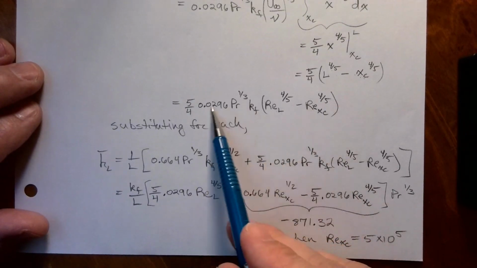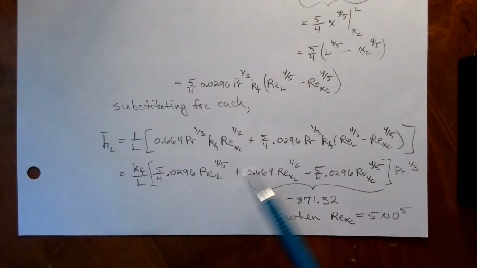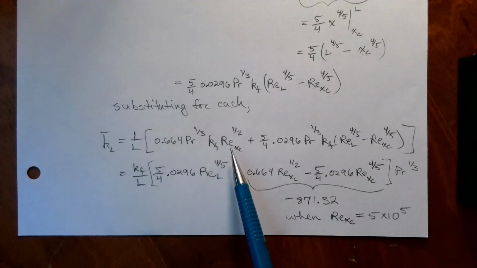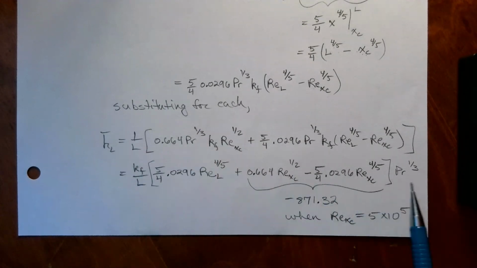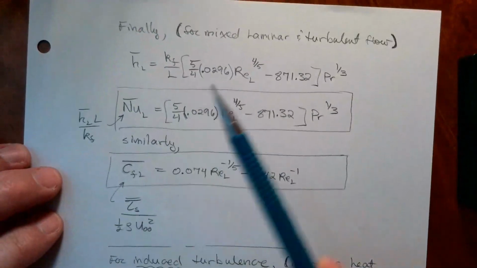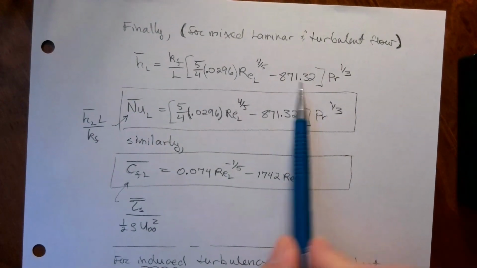Okay, so now I'm going to take this answer for the second integral and this answer for the first integral and substitute back into our expression. There's a common k_f. Take the k_f to the front. There's a common Prandtl number to the 1/3. Take it to the back. If we substitute in a value of Re critical as 5 times 10 to the 5th, these terms combine to be minus 871.32. And so if we make that substitution, then our correlation looks like this. There's our 871.32.